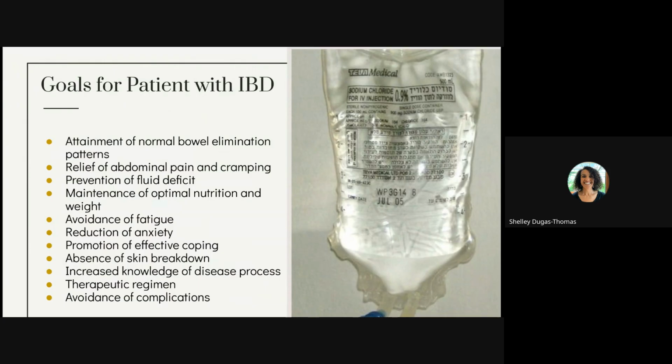Achieving normal bowel elimination patterns and relieving abdominal pain and cramping are key. Preventing fluid deficits and maintaining optimal nutritional balance and weight. Minimizing fatigue and reducing anxiety while promoting effective coping. Preventing skin breakdown and increasing patient knowledge of the disease process and therapeutic regimen, and also preventing complications associated with IBD.